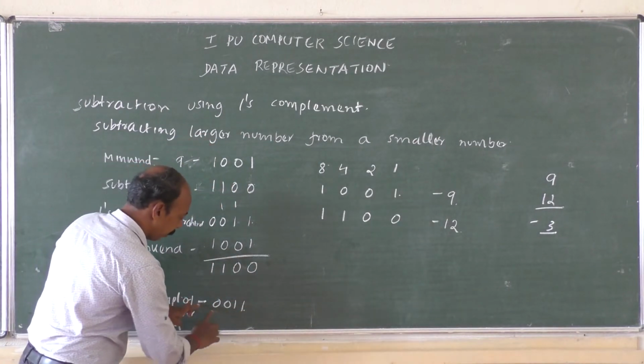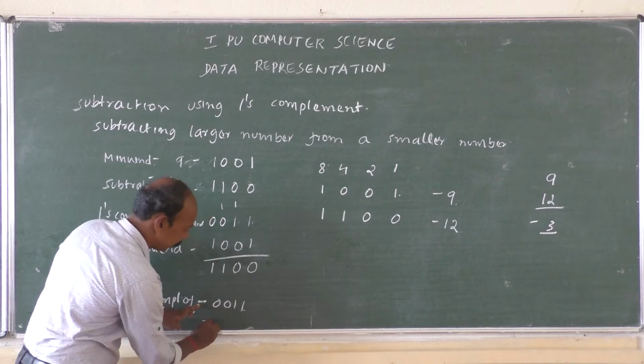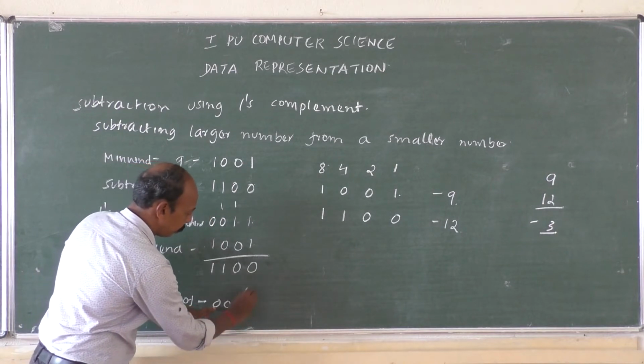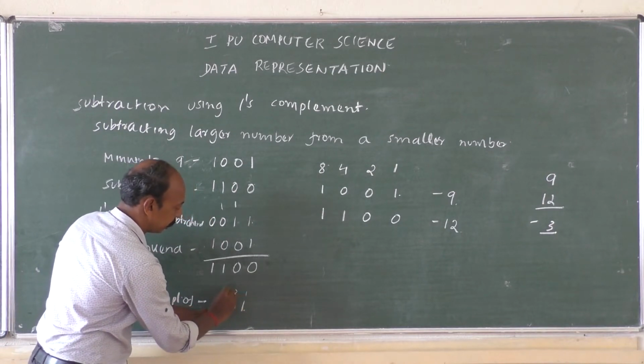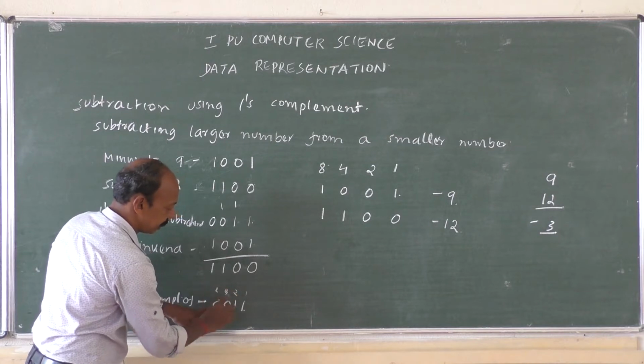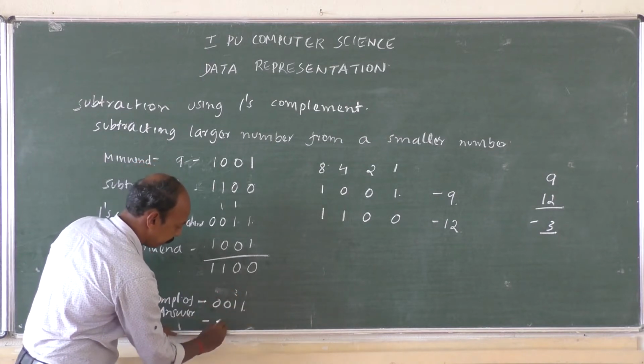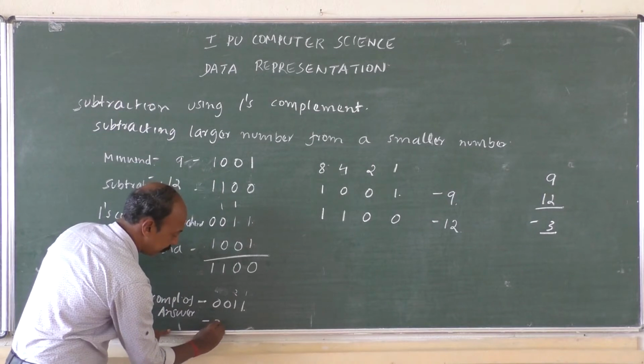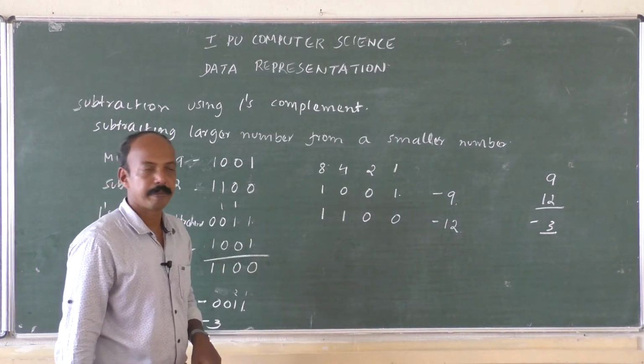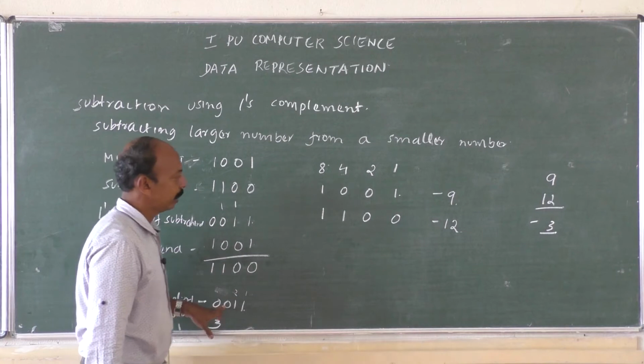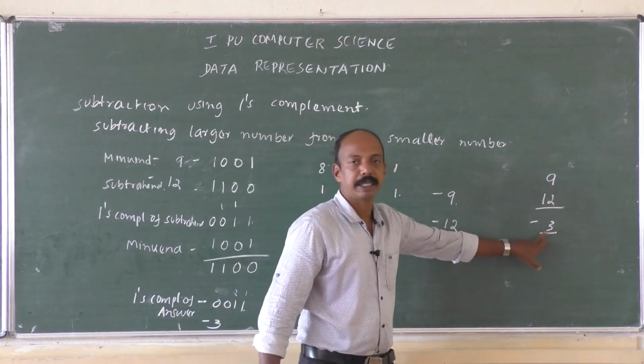This minus, when you write the same, this is minus 0 0 1 1, this is 1, this is 2, this is 4, this is 8, these are zeros. So 2 plus 1 will be 3. If you convert it, it becomes 3 itself. So minus 3, this is minus 3. Of course the answer is minus 3.